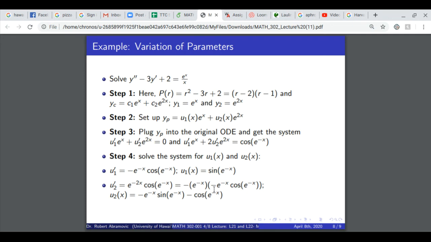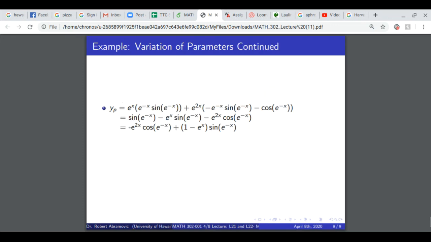Here, you have to first do u substitution. u is e to the minus x, du is minus e to the minus x dx. So this becomes the integral of minus u cosine of u. Anti-differentiating using integration by parts, you get minus u sine u plus minus cosine u. And then just replace u with e to the minus x. So this is just algebra.